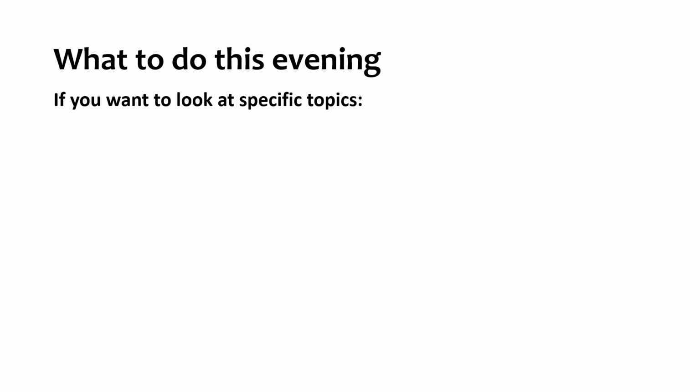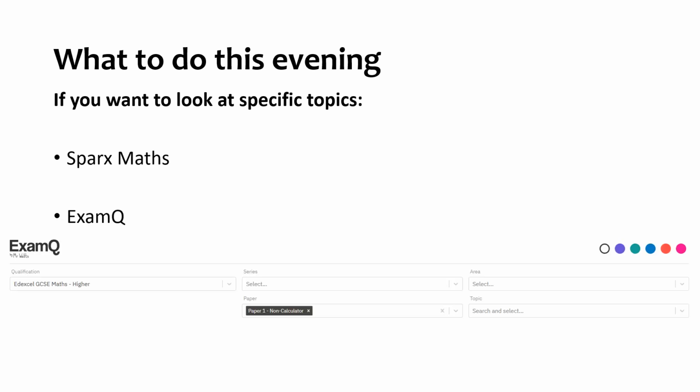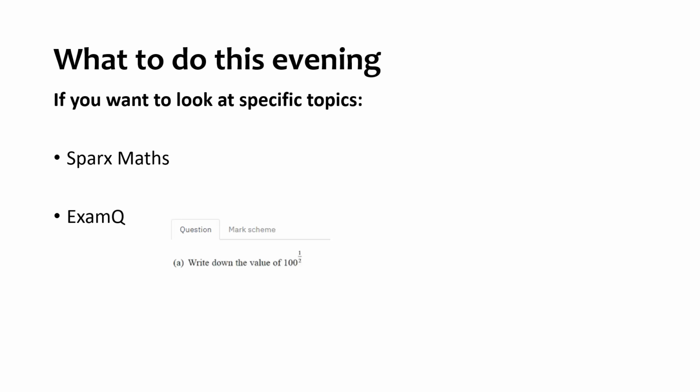If you want to keep down the specific topic route, on top of Sparks Maths, you've got exam queue. So do make sure when you go on exam queue that you're set to higher. I think it's defaulted onto higher, but just double check this. Select paper 1 so that you are only seeing questions that are non-calculator, and then you can type into that topic box a topic that you're looking for, or you can just use it as a drop-down menu and scroll down through it. Each question will come with a mark scheme, so you can mark your answer to check that you have got that correct.